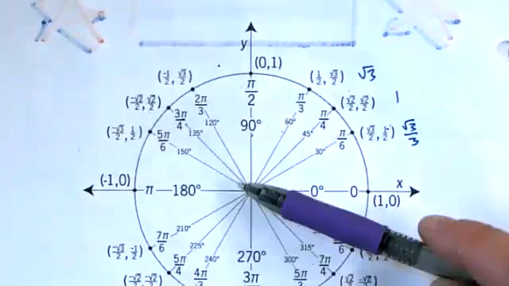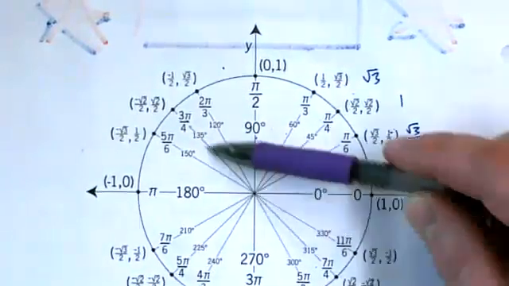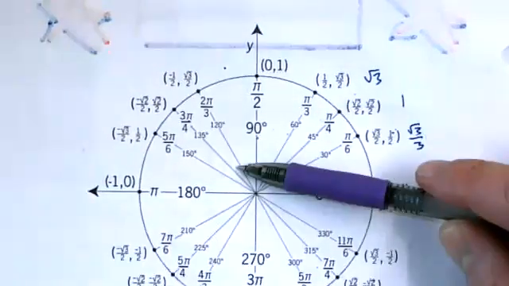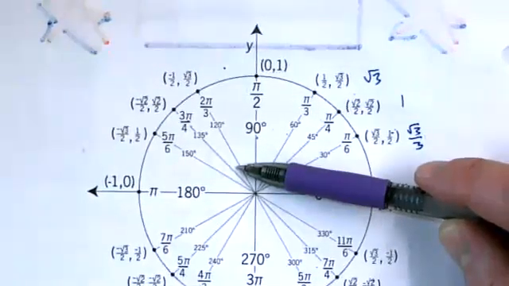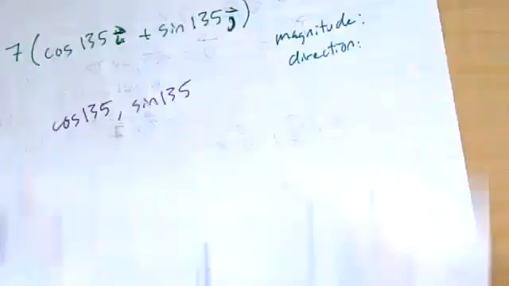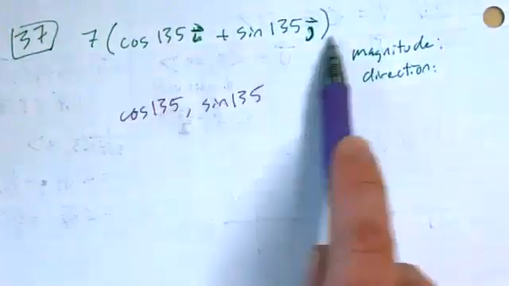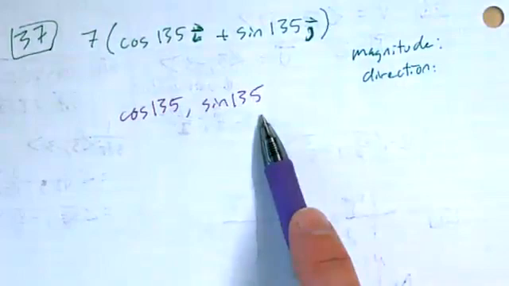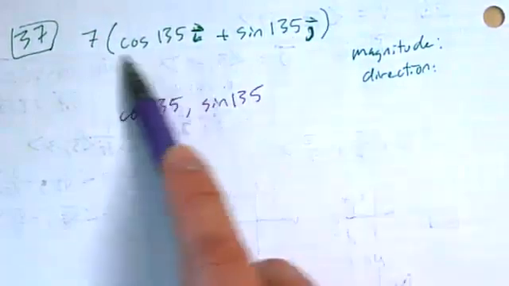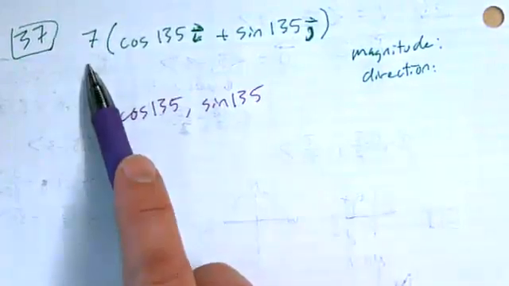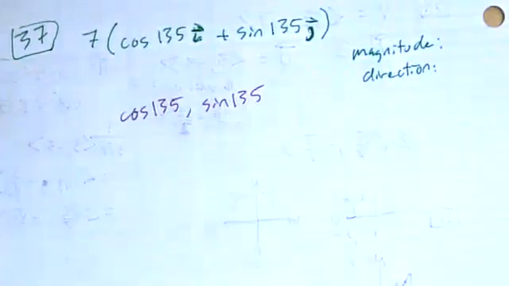And so if we thought of this as a vector at 135, how long is this vector right here? What's the magnitude of it? 1. It's the unit circle. So all of the vectors on this unit circle have a magnitude of 1. So this right here is a vector of 1 that's at that angle 135 degrees. Okay, but we're taking this vector with a magnitude of 1 and we're multiplying it by 7. How long is that going to make it? 7. So the magnitude is 7 and the direction is 135 degrees.